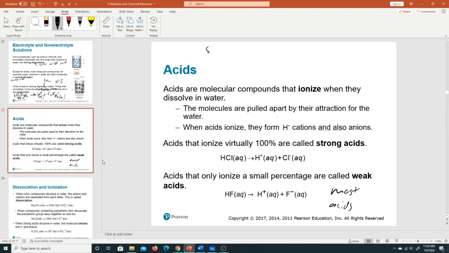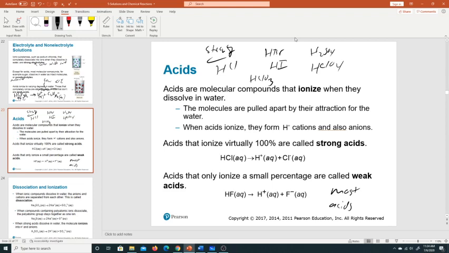Strong ones are going to be HCl, HBr, HI, H2SO4, HClO4, and HClO3. That's basically the list of strong acids. Pretty much every other acid you can think of is going to be weak. That actually encompasses most acids. There are actually very few strong ones.